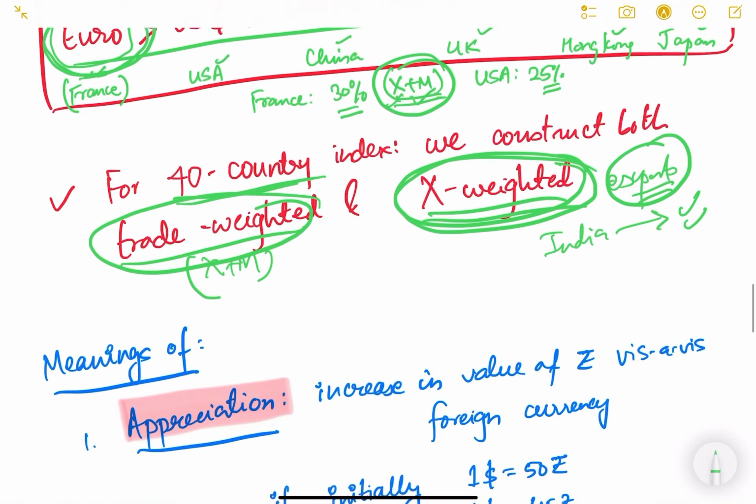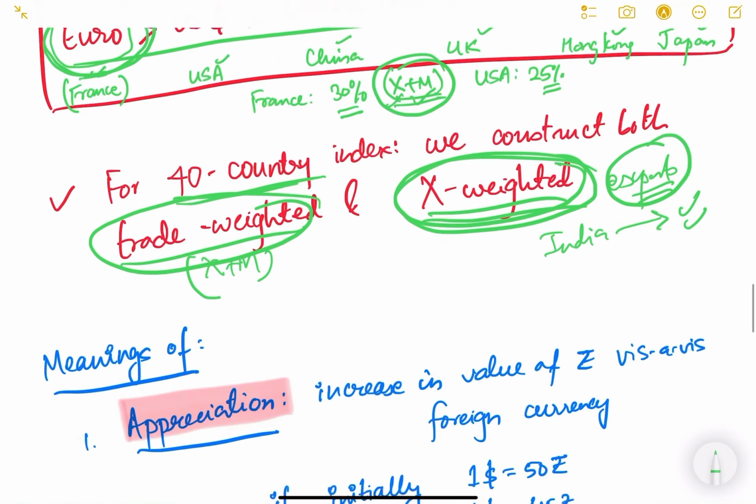Now let us look at the meanings. These are some basic terminology. Let us understand the meanings of them. Appreciation: what is the meaning of appreciation? Appreciation means an increase in value of rupee vis-a-vis foreign currency. Appreciate होना मतलब क्या है, हमारी वैल्यू बढ़ना. So increase in value of rupee against foreign currency is known as appreciation.